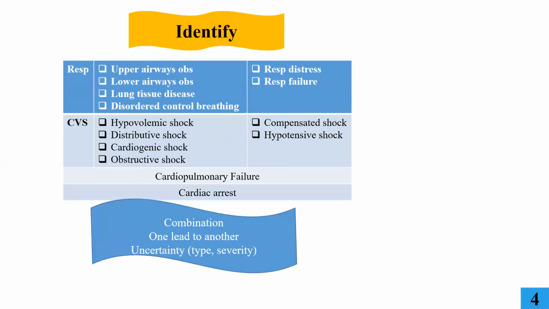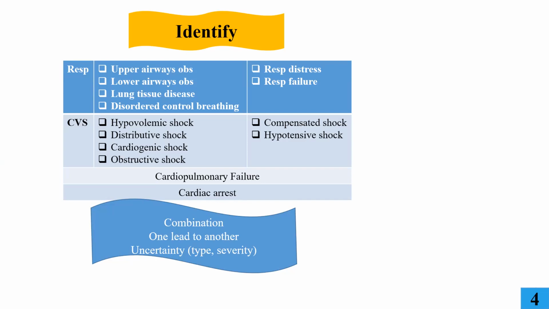After we evaluate, we identify the problem. We identify either respiratory or cardiovascular. The respiratory is either upper airway, lower airway, lung tissue, or disorder of controlled breathing. Then we identify whether we have respiratory distress or respiratory failure, and we will learn what that is later.